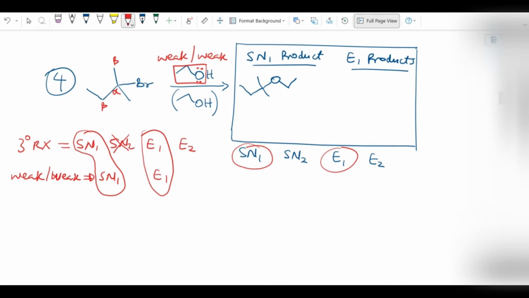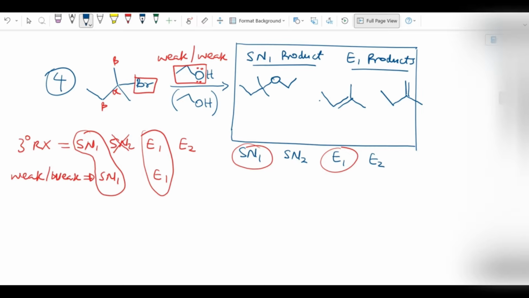Now for the elimination product, all we have to do is to eliminate the Br and place a double bond between this alpha and beta carbon. If we do that, then we would have this product. We'll have this alkene. And we can also place the double bond between this beta carbon and this alpha carbon. If we do that, we would have this. So this will be the E1 product.